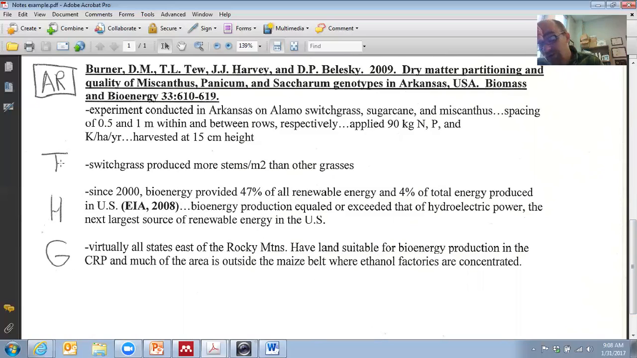So what you can do then is, when you're starting to write your lit review, you can say, okay, I'm going to start out with some general information related to switchgrass. So you go through and find all of the ones that have been annotated with a G, which makes it a lot easier, and then you can just write everything. It's important when you're writing that you synthesize the information together.